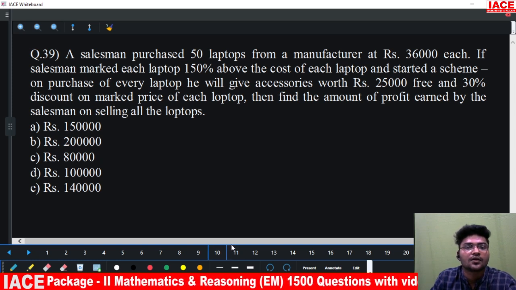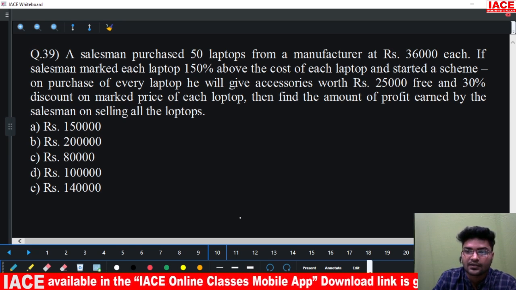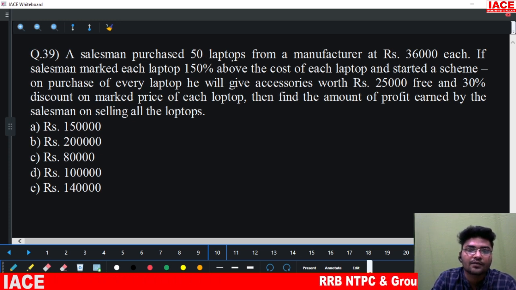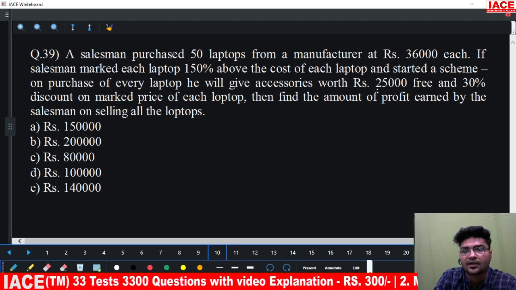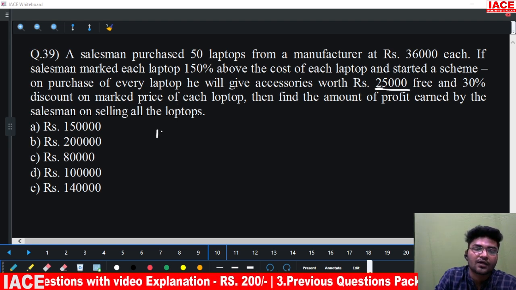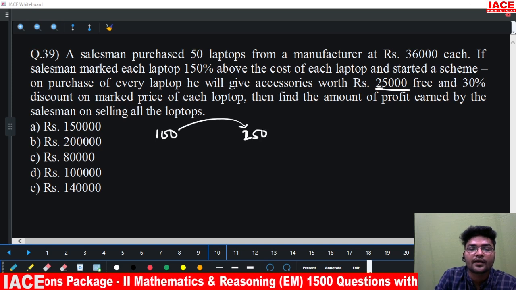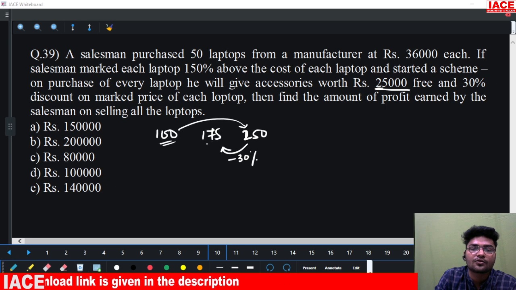Next question. Question number 39. A salesman purchased 50 laptops from a manufacturer at 36,000 each. If the salesman marked each laptop 150% above the cost price and started a scheme on purchase of every laptop, he will give accessories worth 25,000 free and 30% discount. That means if I have some article of 100 rupees, market price will be 150 plus 100, that is 250 rupees. Now giving a discount of 30% means 175 rupees. That means a 100 rupee article is sold at 175.